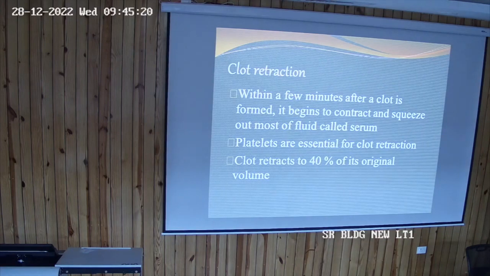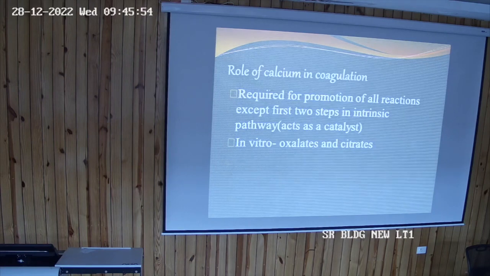Clot retraction. Within a few minutes after a clot is formed, it begins to contract and squeeze out most of the fluid called serum. So when we ask you to do the practical, don't leave the blood in the pipette, it will clot. After some time you will see there is separation of serum because we have not added anticoagulant to that blood sample. So it will result in the serum. Platelets are essential for clot retraction itself. So a function of platelet is its role in clot retraction. It retracts to 40% of its original volume.